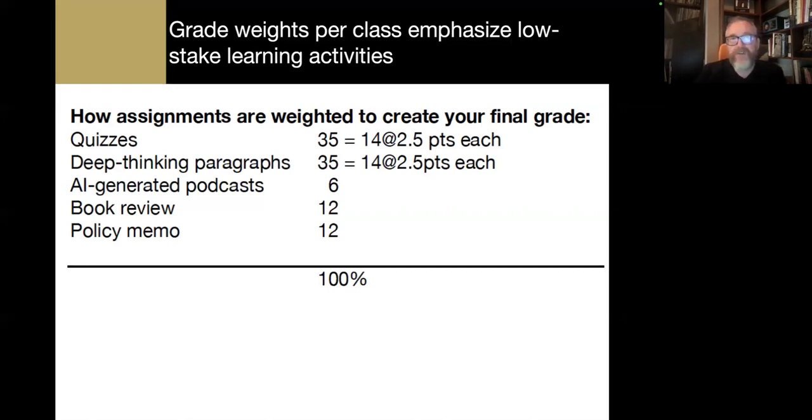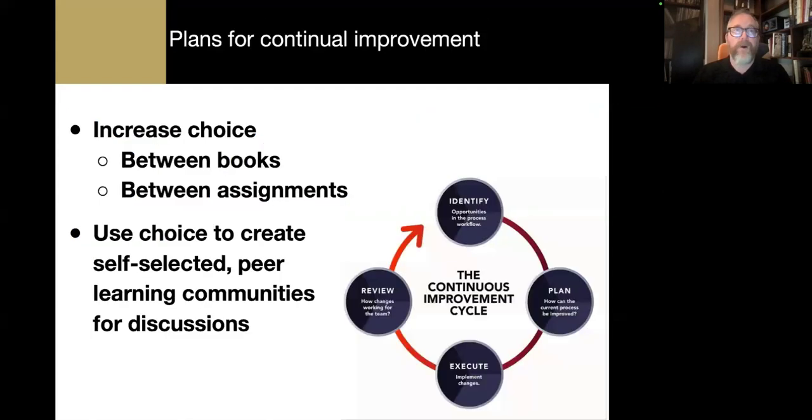Now, as a more learner-centric instructor, approximately one-third of their grade is based on their grasp of my content knowledge, and they are tested using 14 lower stakes quizzes rather than 3 or 4 large exams. Another one-third of their grade is based on the quality of their deep thinking discussion posts, which are, again, bringing in a lot of social learning. And the remaining one-third is based on the continuation activities, including reflection of an AI-generated podcast they created using their own source material, a book review, and the Olympic policy memo.